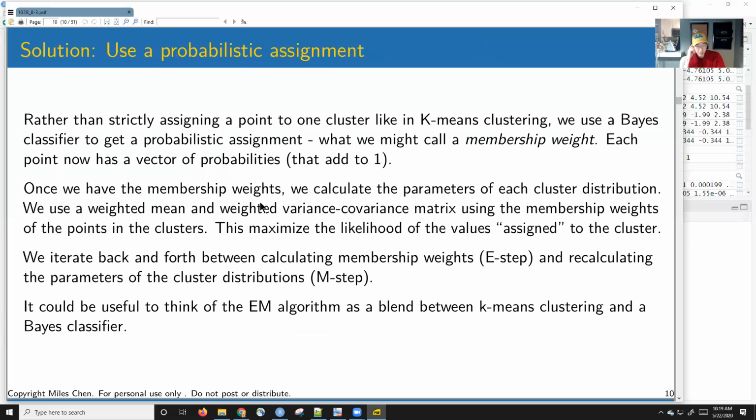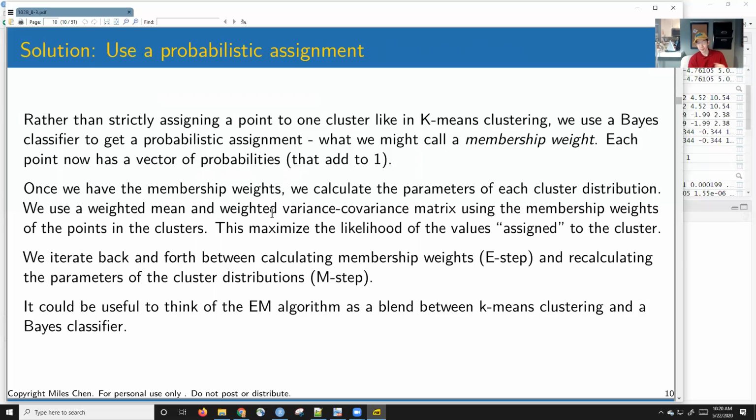This is what we are going to do in the EM algorithm. Rather than strictly assigning a point to one cluster, which is what we do in k-means clustering, where we just say here's the centroid, here's the point, which centroid is the closest. That's the same rule that applies in kernelized k-means clustering too: which centroid is the nearest one, and we assign the point to it. Instead, we're going to use a Bayes classifier.